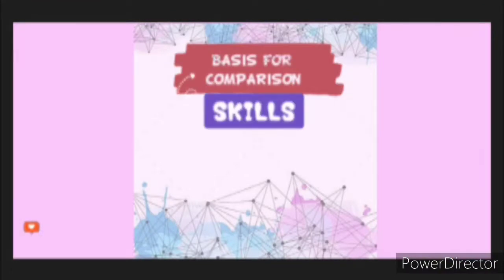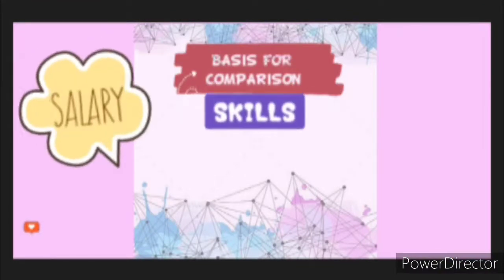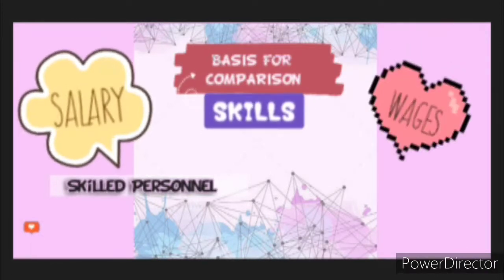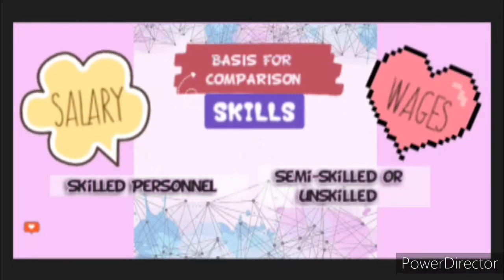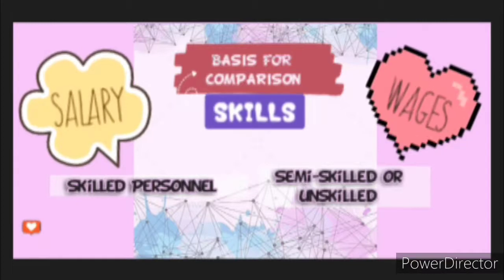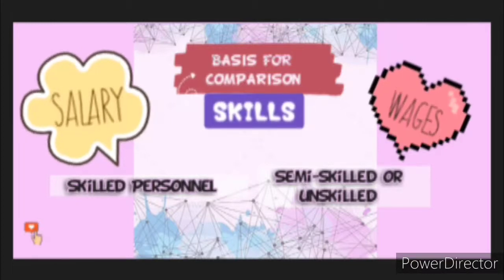Second is skills. Salary is given to the skilled persons who apply their proficiencies in respective fields and generate the revenues for the firm, whereas wages are paid to the semi-skilled or unskilled workers such as carpenters, welders, electricians, etc. who work on an hourly basis.